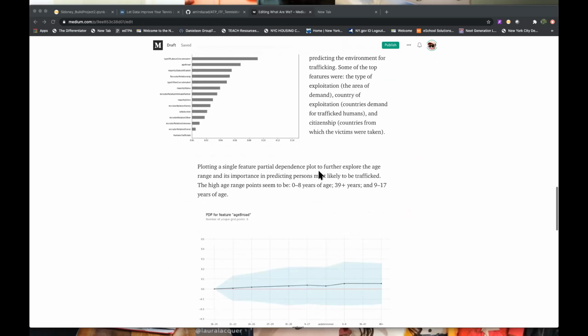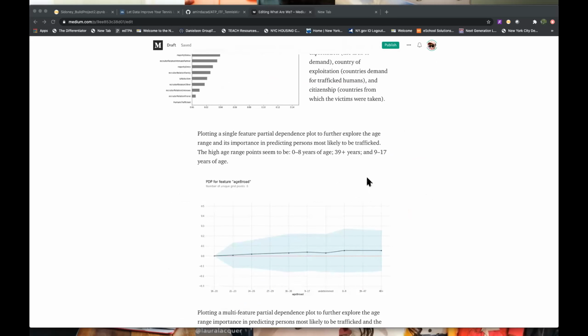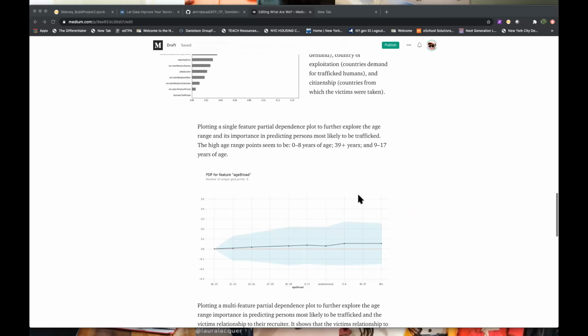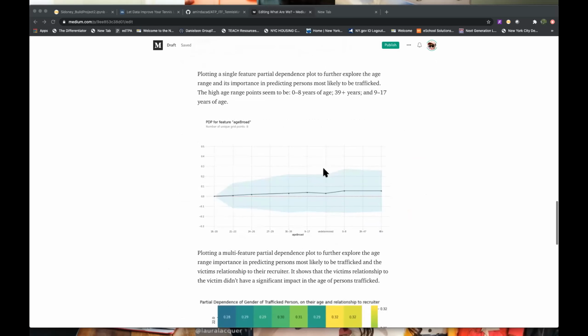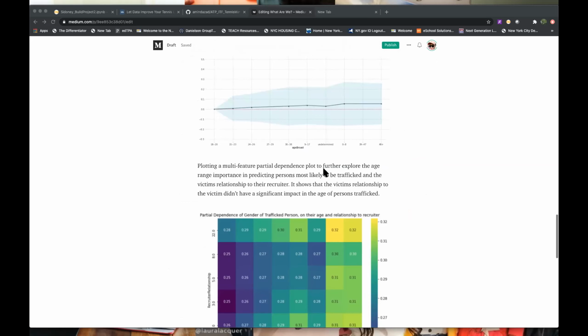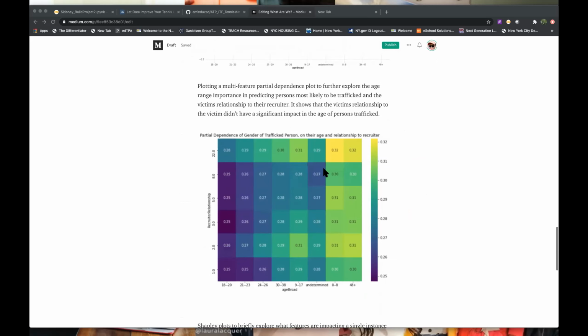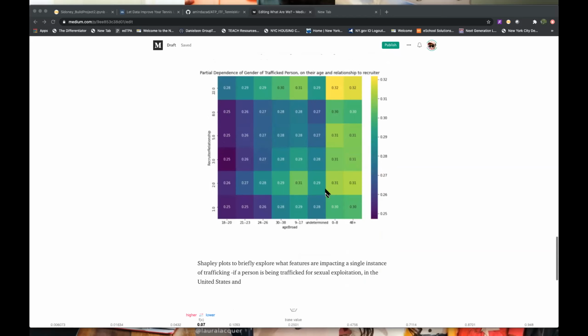And then here I wanted to see what significance age plays. The highest groups are 0 to 8 years old, 39 plus, and 9 to 17. So most predominantly minors are more likely to be trafficked. And I wanted to look at if your relationship to the recruiter played a part, and it didn't really have much of a significant difference.